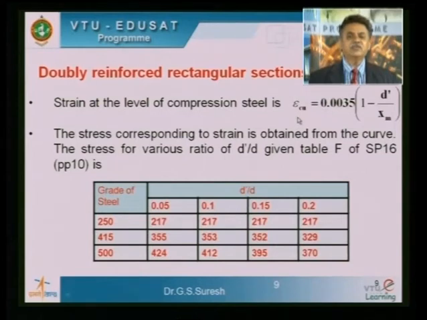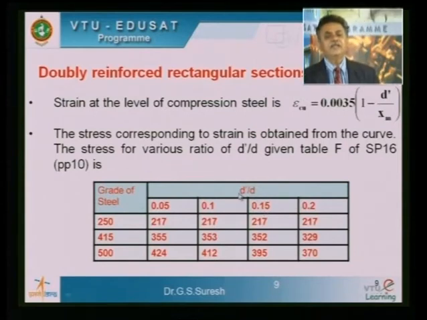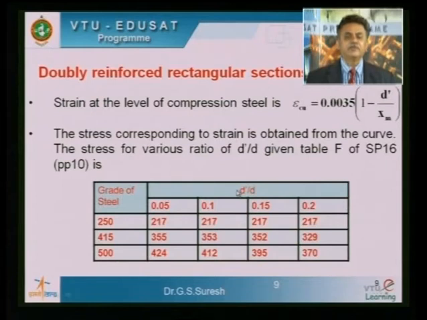But in case of cold worked steel, it is not so. It has a curvilinear portion after the straight line. For that, SP 16, Special Publication 16, gives you the stress value in steel for these grades of steel for different values of D dash by D: 0.05, 0.1, 0.15, 0.2. What is this D dash by D? D dash is the effective cover in the compression zone to the steel. D is the effective depth. Then the ratio is in this range. Suppose you want in between this, then you interpolate them. It's very easy. If it is 0.07, just find out for 0.05 this is the value and for 0.1 this is the value, then you interpolate, which you well know from your mathematics.